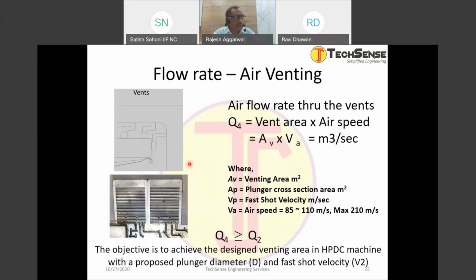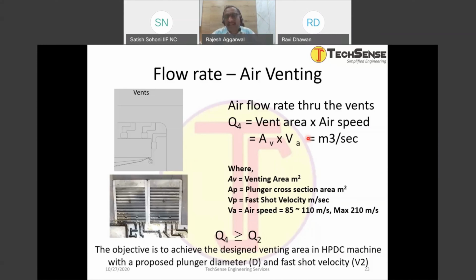When we talk about using vacuum in the die, what we are doing is removing the air from the cavity at a much higher speed. That is what we are doing. So that is where the venting becomes very, very crucial and very, very critical. Right? If the venting is not enough, you can assume the formula: the Q2 is fixed from the plunger speed and the plunger cross-section area, right? And the venting is not enough.